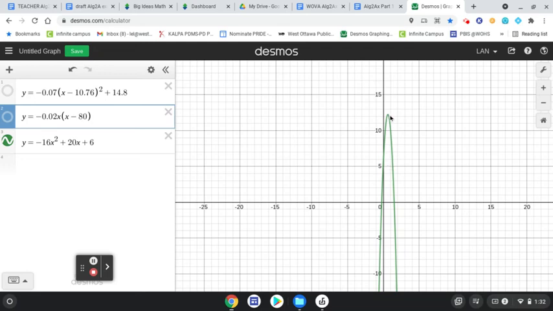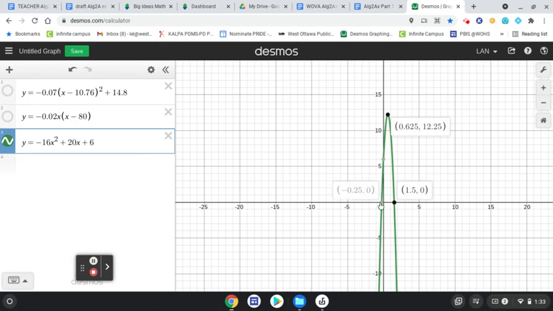Very important points that they typically ask for is this vertex point. So I'm going to click on it. I'm going to label on my picture the x value, 0.625, and the y value, 12.25. The other question they ask for is where does it land? That's another typical question, so I'm going to go ahead and record that right now. It touches the ground again at 1.5 seconds. The other x-intercept here is in the negative. Because it's a story problem, we're not going to go in the negative world, so we're not going to go back in time 0.25 seconds. So I'm going to record the positive time.